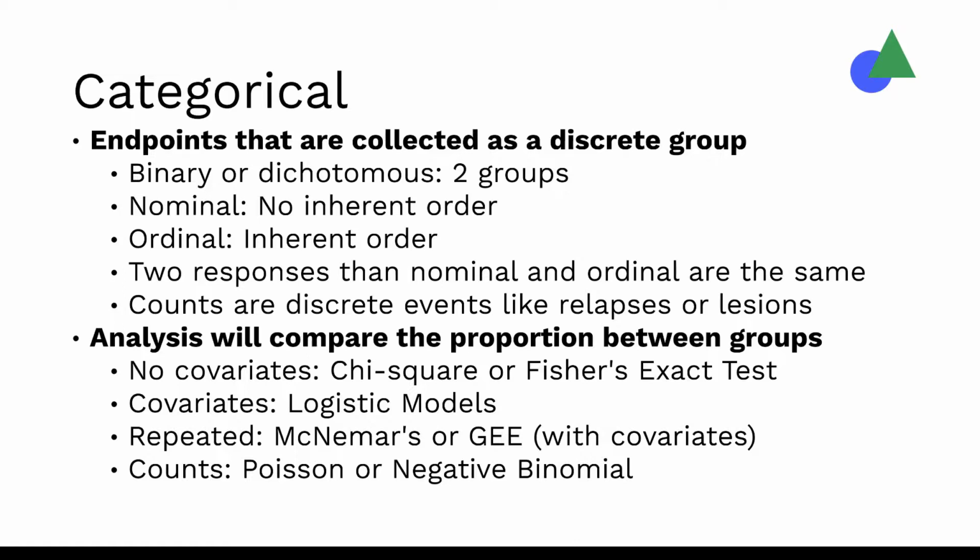GEE takes a lot of statistical savvy, so please make sure if you're planning on repeated events, again, that you contact and work closely with a statistician that has expertise in that area. Counts, you're usually looking at Poisson or negative binomial, or you could simply be looking at the proportion of people with each count. It just depends on how many counts you have.